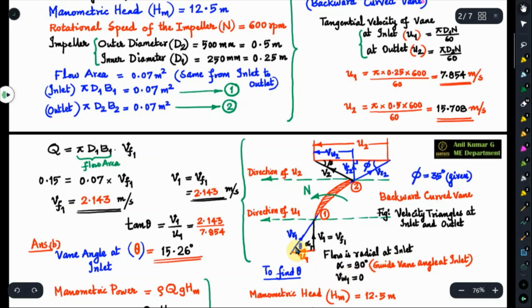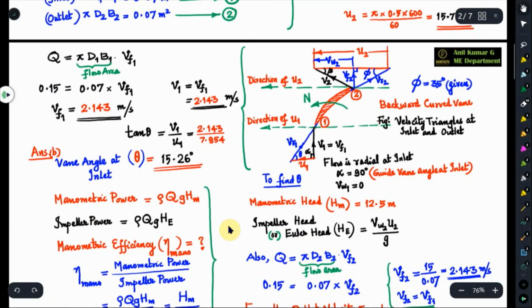And here theta you need to find out. So how can you find theta? So tan theta is equal to, from this right triangle, opposite side V1 by adjacent side U1. V1 is equal to Vf1, that is equal to 2.143, divided by U1. U1 is 7.854. So tan theta is equal to 2.143 divided by 7.854, and theta is equal to tan inverse of this quantity. So that will give you the vane angle at inlet.